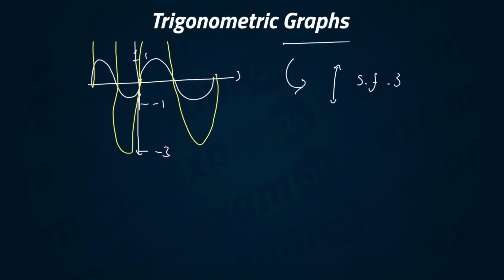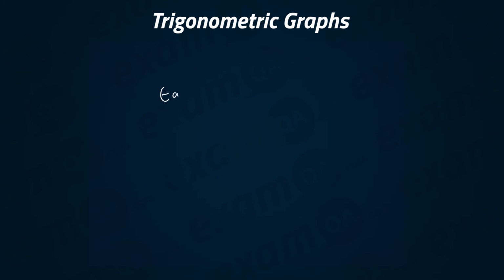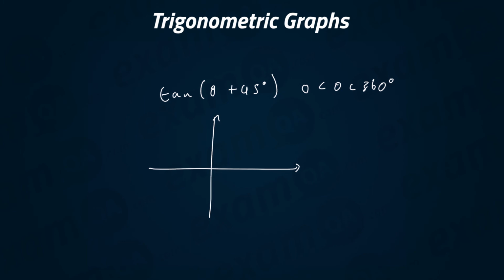You might also have to sketch tan of theta plus 45 degrees, right, between 0 and 360 degrees. So here's a bit more variables involved. Now that's fine. Again, what would tan look like normally? Tan looks like this normally, right? What are we doing? We're just shifting it 45 degrees to the left. Plus 45 means to the left.